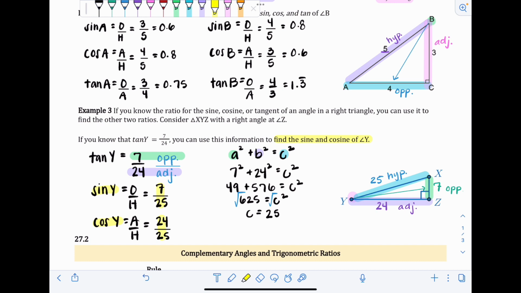So one thing I want to point out is that you can technically have a triangle that is a different size than the one we drew here that has a ratio, a tangent of 7 over 24.